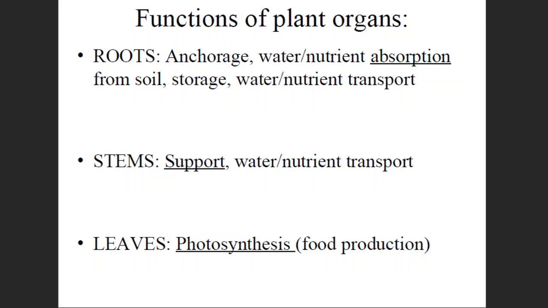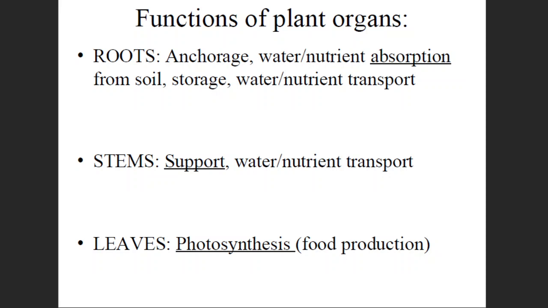So roots, their main function is to provide support to the plant, that is, help the anchorage. Second is the absorption of nutrition from the soil and the surrounding matter. Next is the storage, and lastly the transport of these molecules to the other parts of the plant. While stem, its major function is to give support. So here we can find, we have underlined these things.